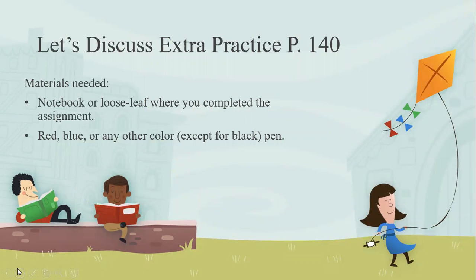Okay, so now that we've done a brief review of present tense, we are going to discuss the extra practice, page 140. These are the things that you're going to need. Of course, you're going to need the notebook or the loose leaf paper where you completed the assignment. Okay, and you're going to use a red, blue, or any other color except for black pen. I really want a color that pops out so that when you're correcting your assignment, it's very obvious to you and you can clearly see, okay, this is something that I need to be careful with because I made a mistake here. So I need to check and study a bit further on that, okay? All right.